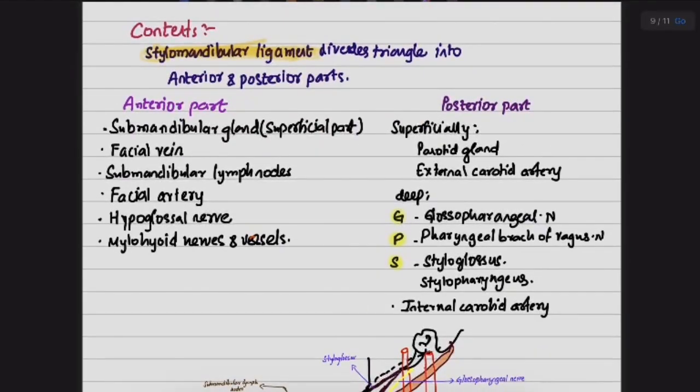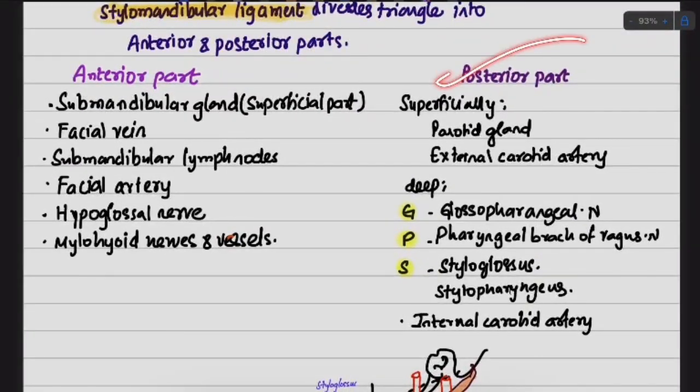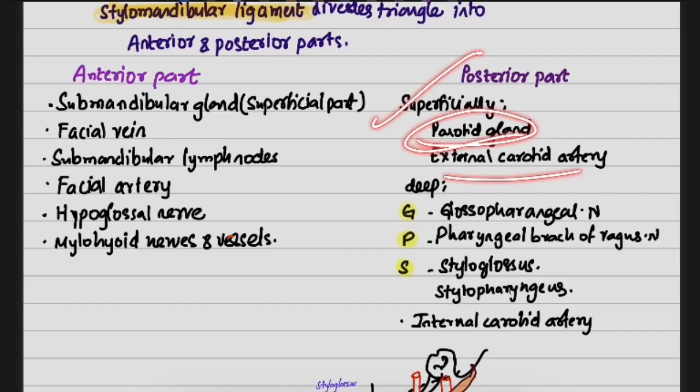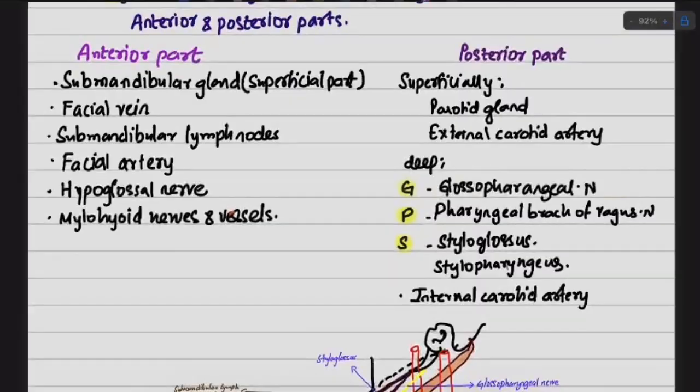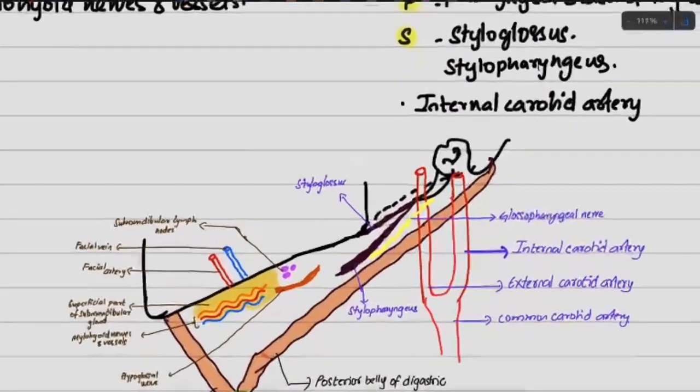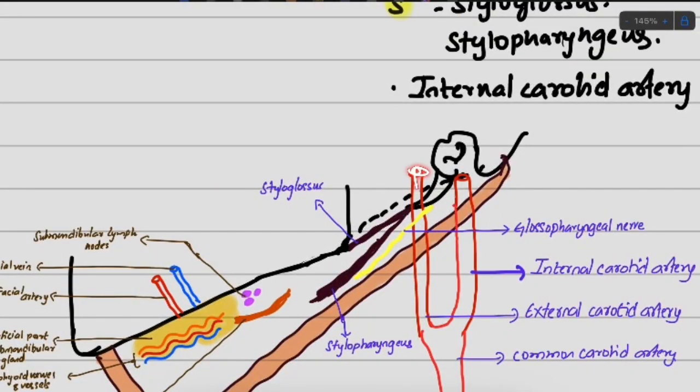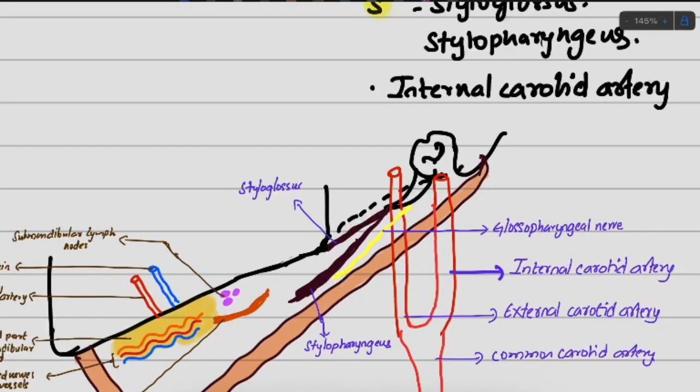Now what are the contents of the posterior part? So this posterior part again can be studied under superficial contents and deep contents. The superficial contents are parotid gland and external carotid artery. We cannot appreciate parotid gland in a 2D diagram. In 3D or in the dissection, we can clearly see that the posterior part superficially contains the parotid gland, and we have external carotid artery, which I am highlighting. So that is the external carotid artery.